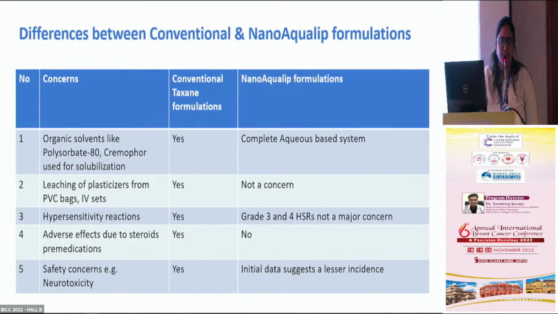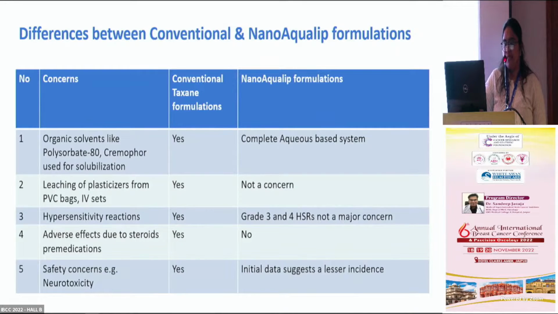So what is the difference between conventional and nano Aqualip formulation? Organic solvents like polysorbate 80 and trimethoprim are used for stabilization in conventional Taxane formulation, while in nano Aqualip formulation, it is a completely aqueous-based solution. Leaching of plasticizers from PVC bags and IV sets: so we have to use non-DEHP containing sets. This was there with conventional Taxanes and it is not there with nano Aqualip formulations.